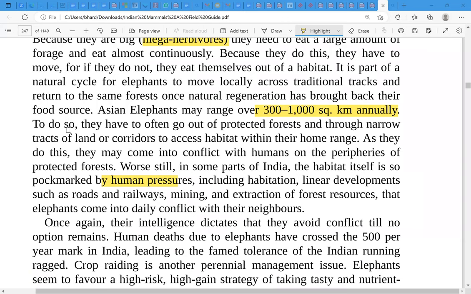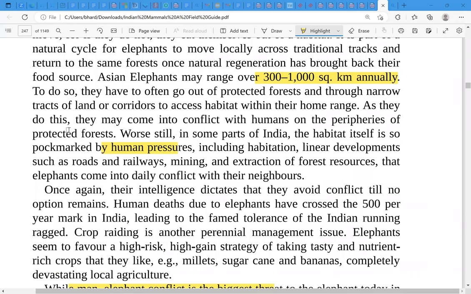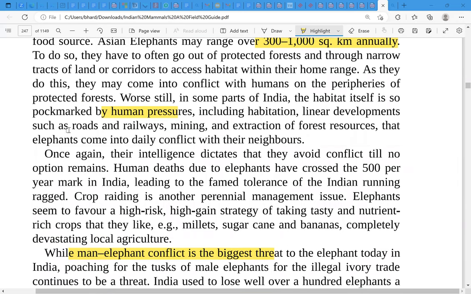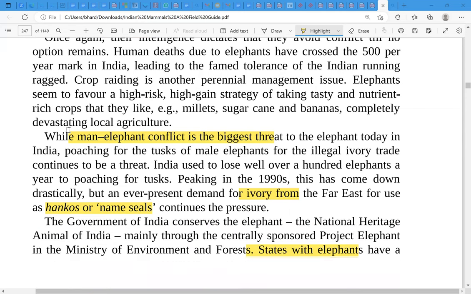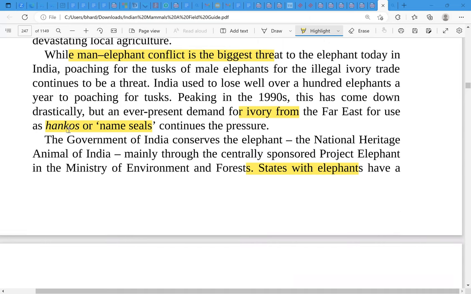More and more area is being taken up for industries and urbanization, and this destruction is going to bring stress on elephant habitat. So man-elephant conflict is the biggest threat to elephants today. Poaching of ivory, whose tusks are also called hankos, is also there.